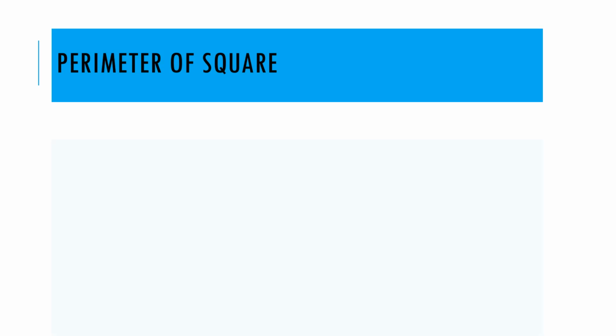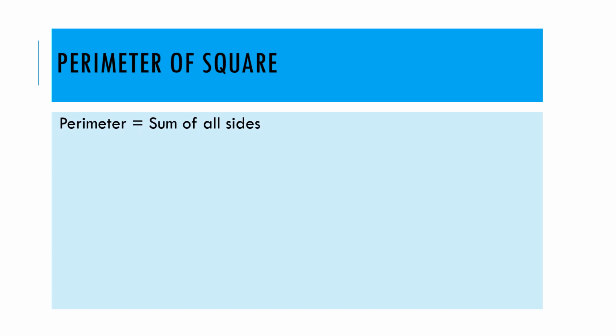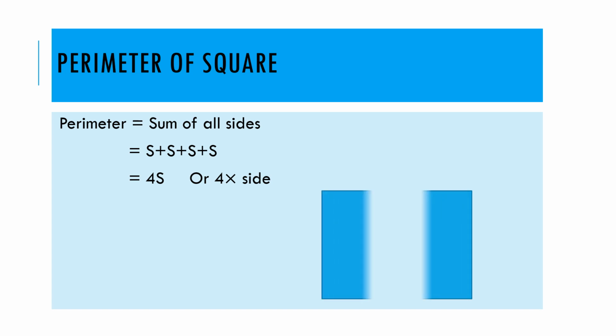Perimeter of square. Perimeter is equal to the sum of all sides. A square has 4 sides. S plus S plus S plus S is equal to 4S, or we can say 4 into side. It is a square having side S. All sides are denoted by S. So perimeter is 4S.